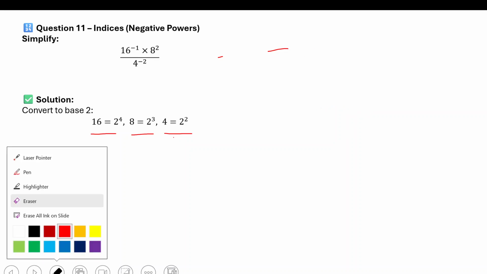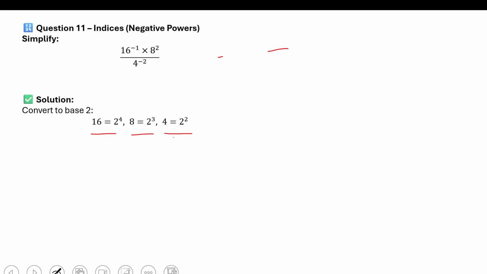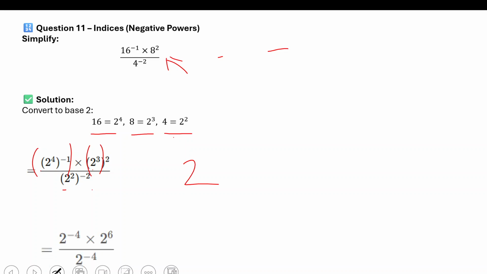The next thing we'll do is to plug in these values into these places, right? Where I see 16, I have 2 raised to the power 4, then minus 1. So this one represents 16 raised to the power minus 1. Then for where I see 8, I put 2 raised to the power 3. And of course, the denominator. So I have everything in base 2. You know that I can take one of the twos, add the powers for multiplication, and subtract the powers for division. That's what we're going to do now.